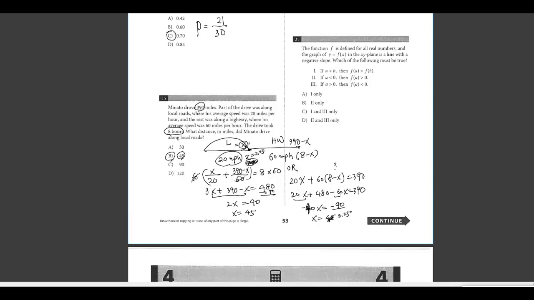So we need to find the distance. You multiply by speed again, right? So 20 times 2.25 is still 45. But it takes a little longer, right? The first method is better, okay?